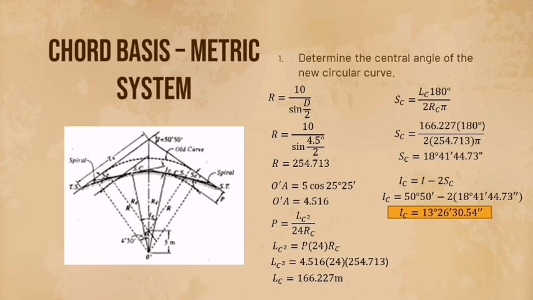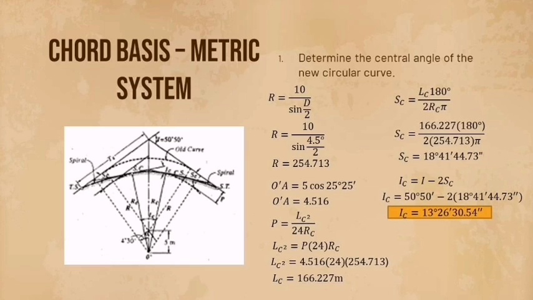166.227 meters. And for the SC is equals to LC 180 degree over the 2 RC phi. So again, get the value and substitute it. So our LC is 166.227, and for the RC or the radius is 254.713. So if you compute it, you will get the answer of 18 degree 41 minutes 44.73 seconds.